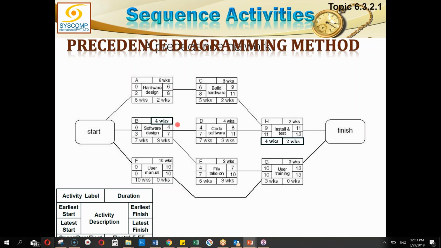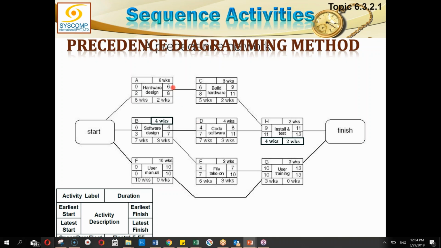B: 0 plus 4, in the 4th week it will be finished. F is 10 weeks long, so 0 plus 10, in the 10th week it will be finished. Now this is called the forward pass. I am calculating things from start to finish, moving forward. For finding the earliest dates, I have to do the forward pass.